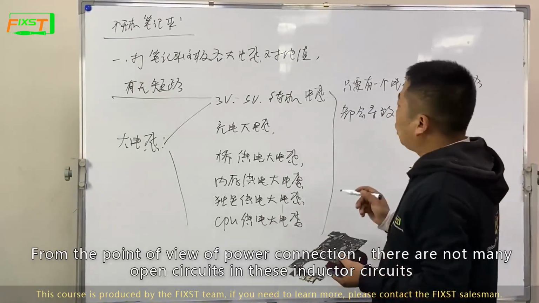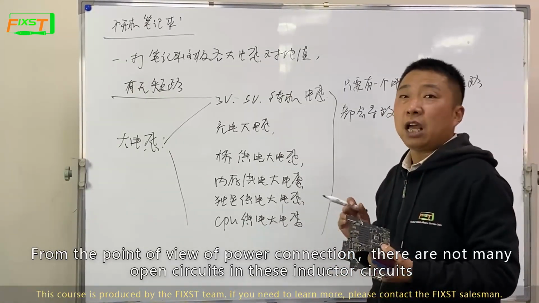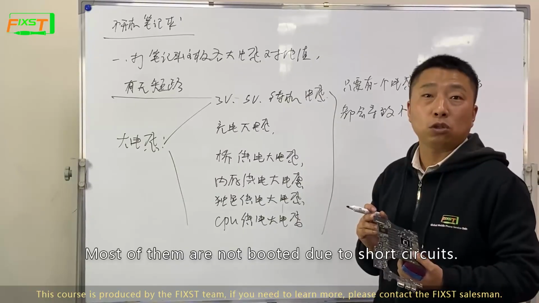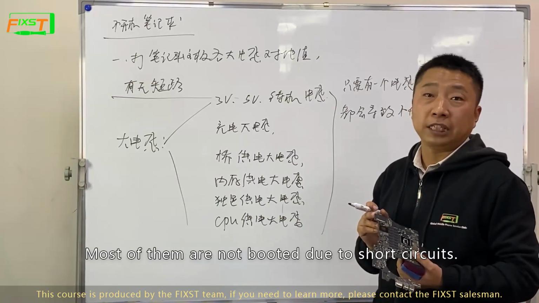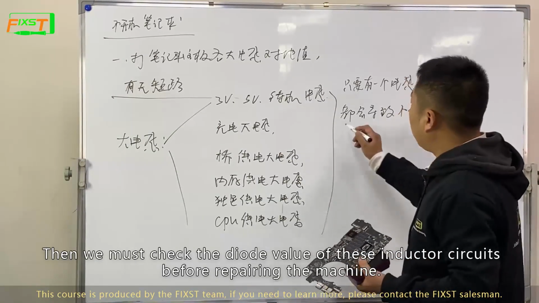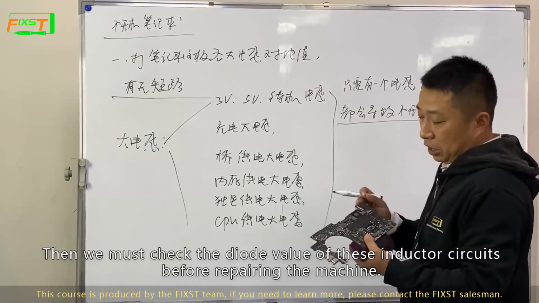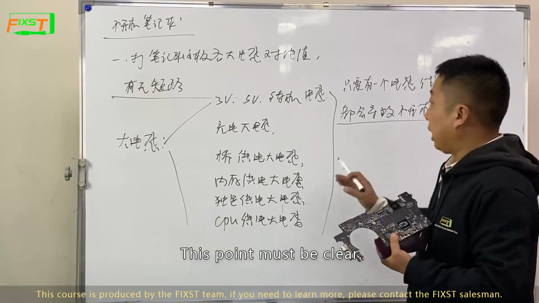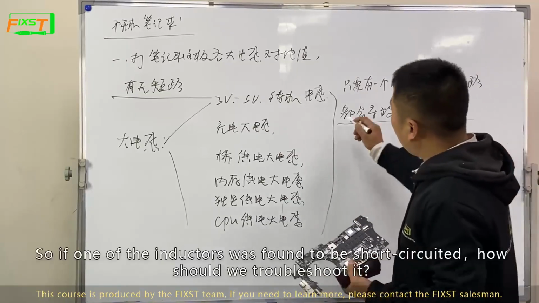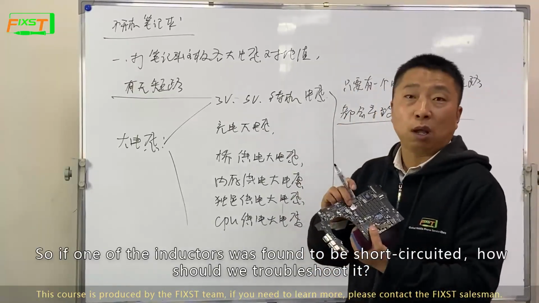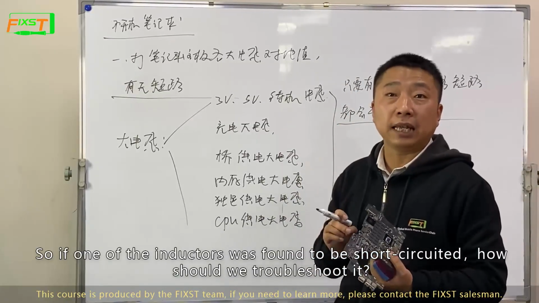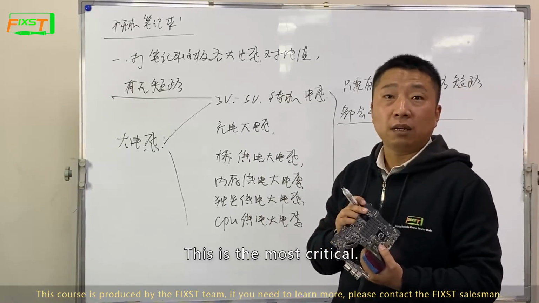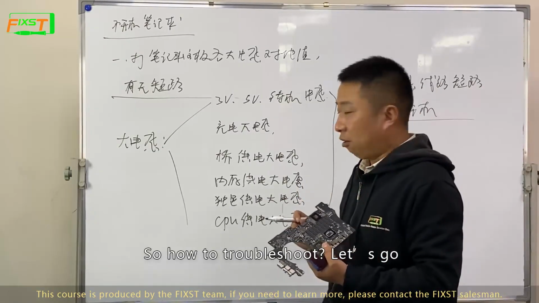From the point of view of power connection, there are not many open circuits in this inductor circuit. Most of them fail to boot due to short circuits. So we must check the diode value of this inductor circuit before repairing the machine. This point must be clear. So if one of the inductors was found to be short-circuited, how should we troubleshoot it? This is the most critical. So how to troubleshoot? Let's go.